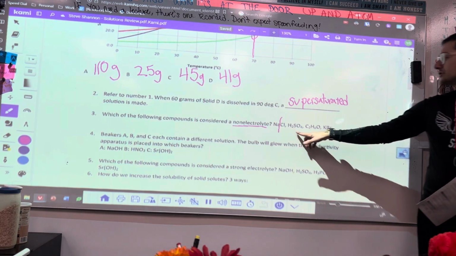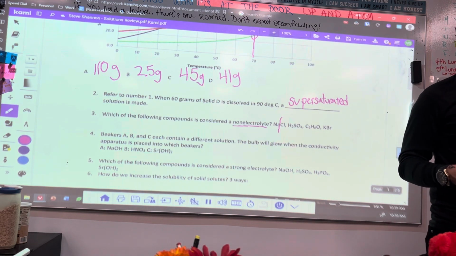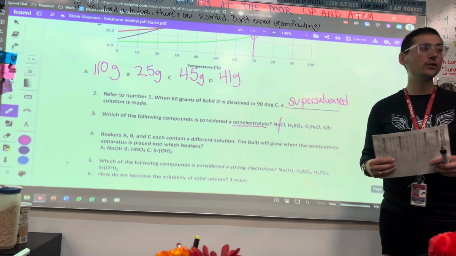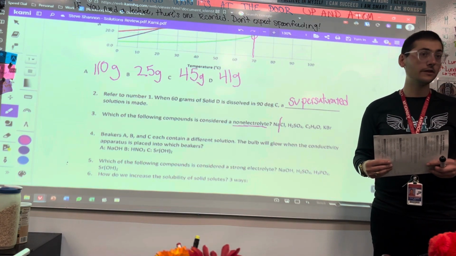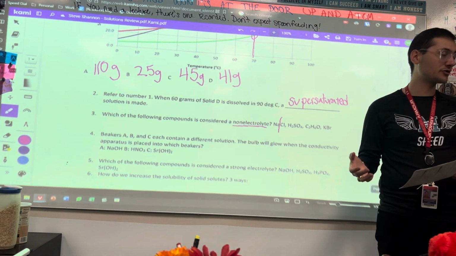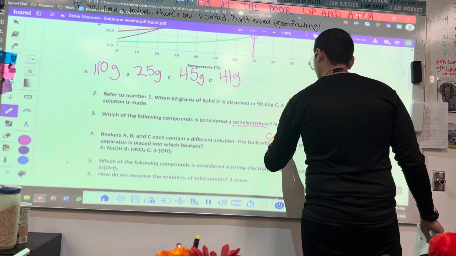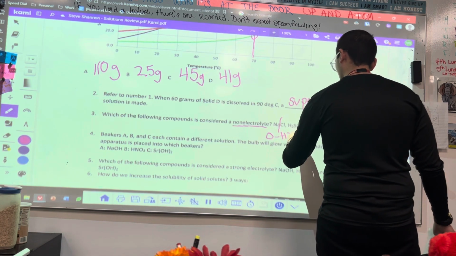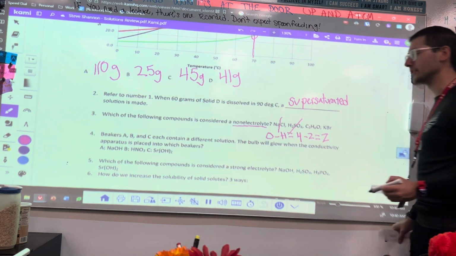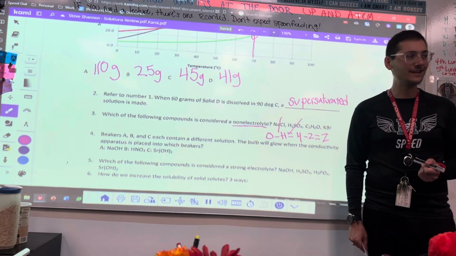Next, I have H2SO4. This is where the handy trick comes in. If O's minus H's is 2 or greater, then we have a strong acid, which is also a strong electrolyte. So here I have O minus H equals 4 minus 2, which equals 2. This is a strong acid, which is a strong electrolyte. So it cannot be the answer to this question either.